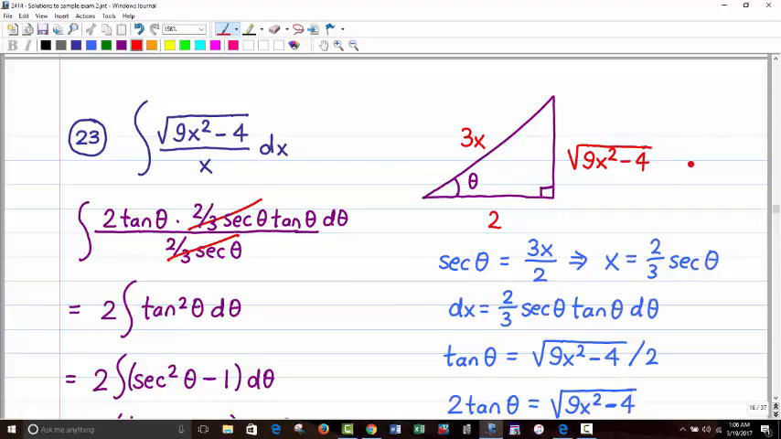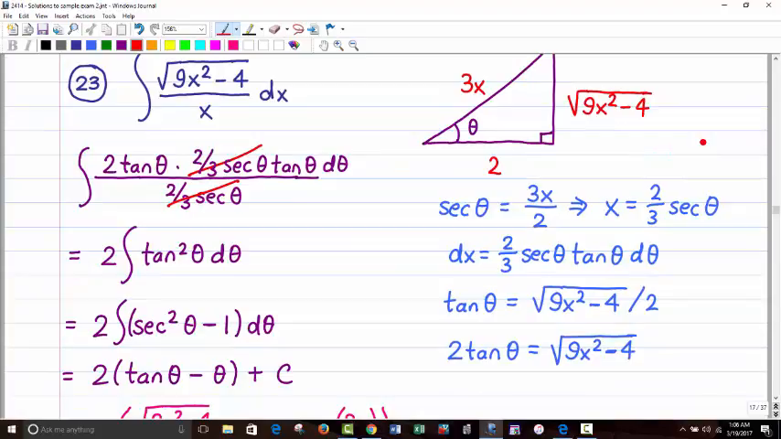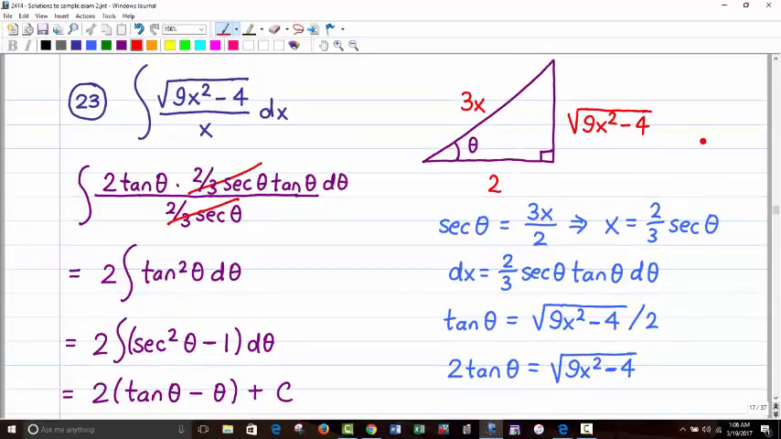That's our dx. Tan of theta would be opposite over adjacent. I'm trying to get the radical now, involving the number. So opposite over adjacent. That gives me the radical over 2, so I'll bring the 2 over. So that means 2 tan theta would equal the square root of 9x squared minus 4.